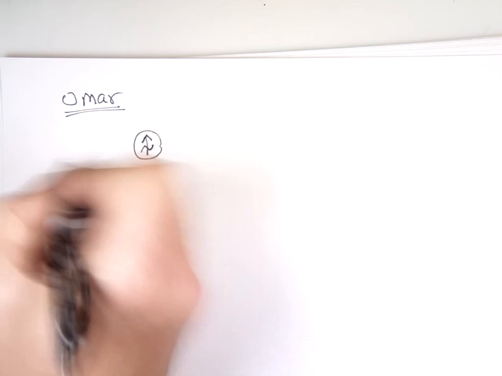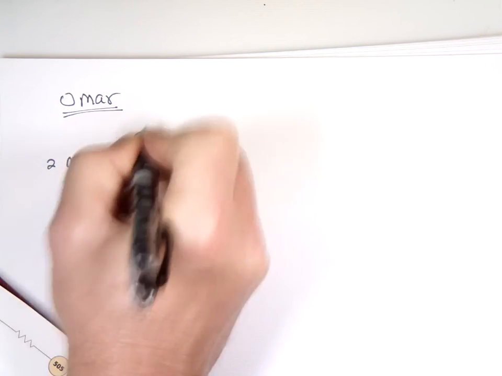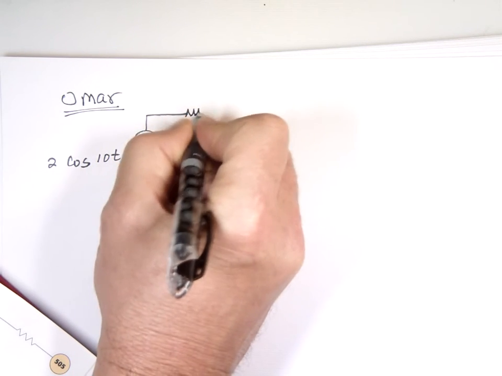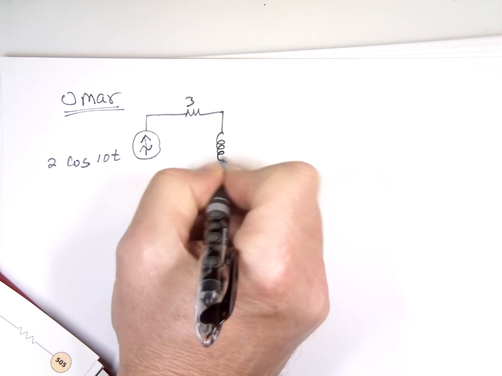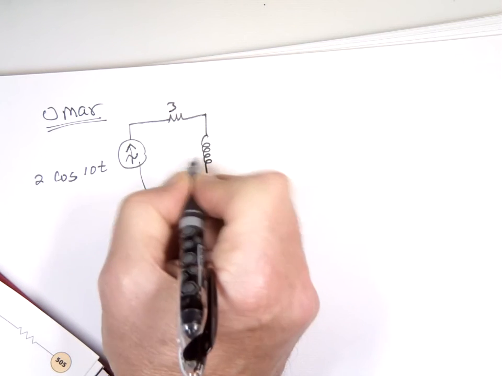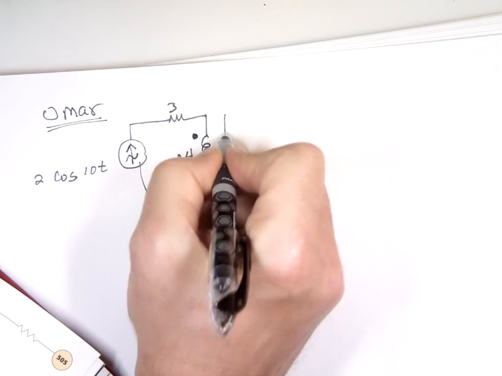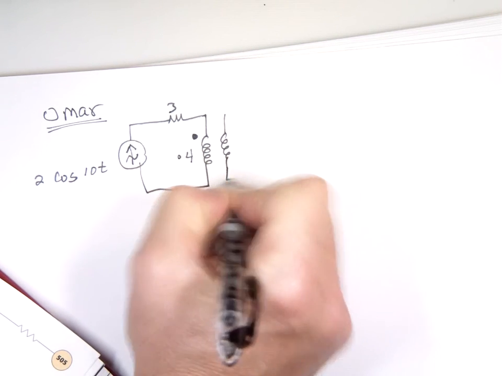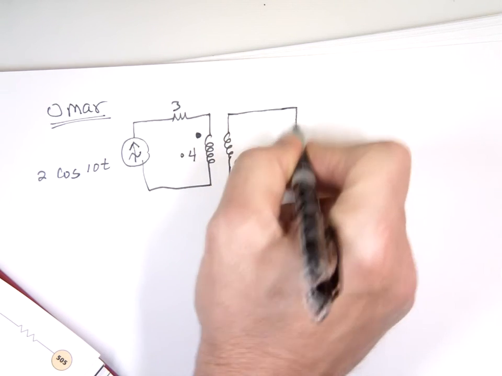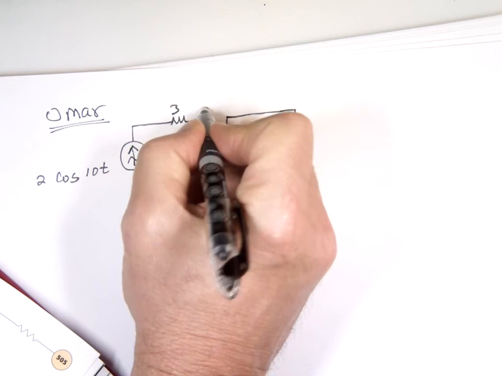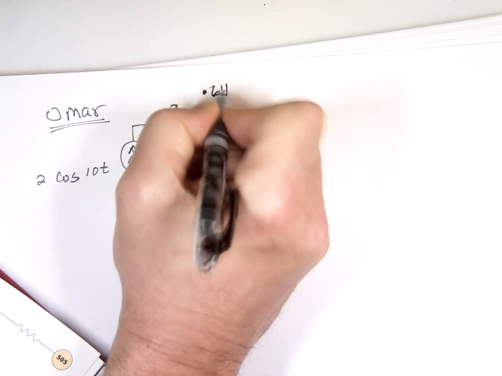Two cosine 10t. Three. The dot for the first one is on the top, I keep putting it on the bottom. The second one, the dot is on the bottom. And this is the mutual, which is 0.6 Henry. This is the 2.5 Henry.